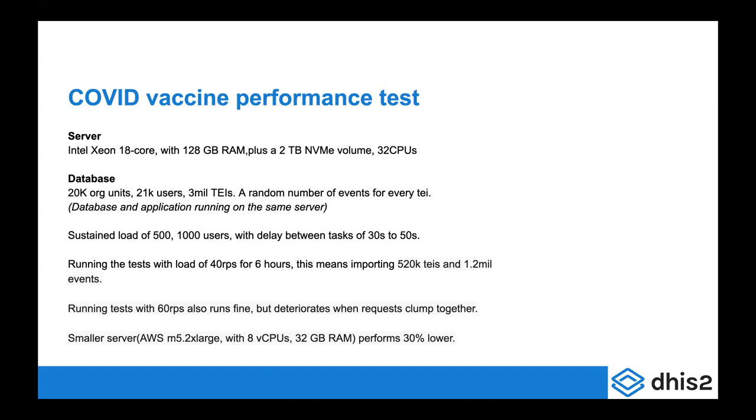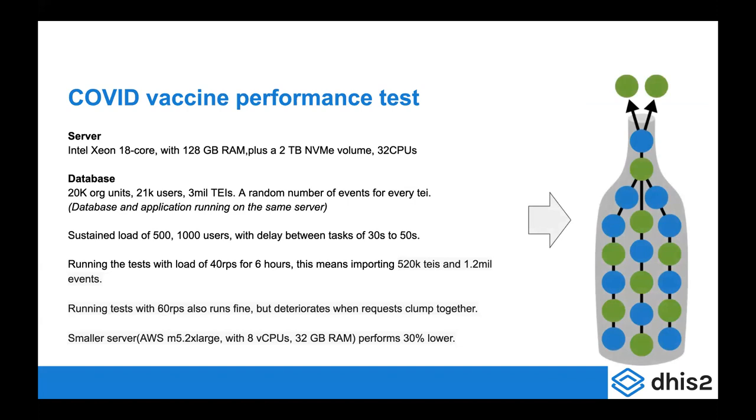So this is of course one program and the numbers we found from the COVID vaccine performance test. This is one way of looking at the performance and the capabilities. One of the main things we got out of this was that we were able to remove a lot of bottlenecks. I mentioned one bottleneck already, that we found when we used 400,000 org units, and that one was removed. We have found other bottlenecks and fixed a lot of bottlenecks in later versions of DHIS2.